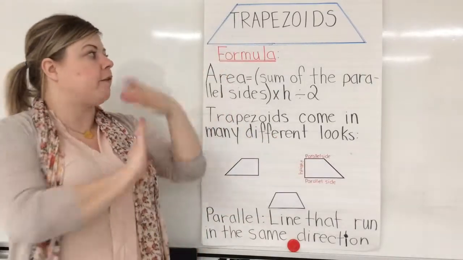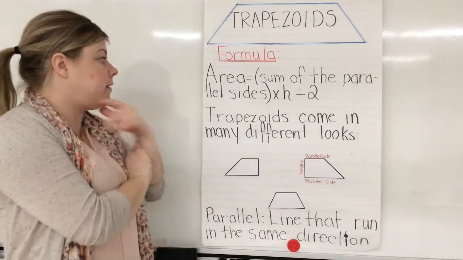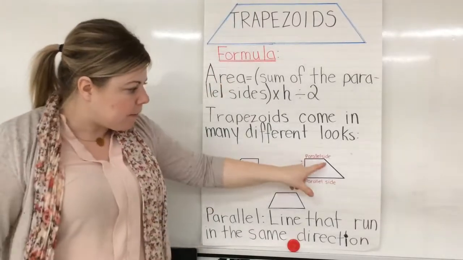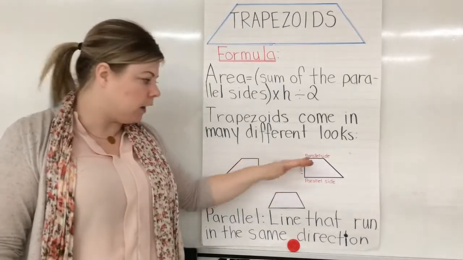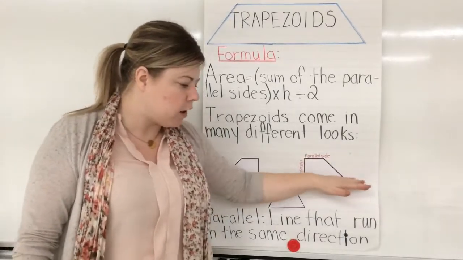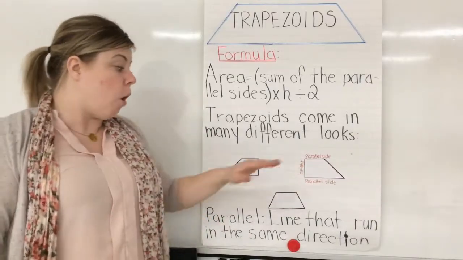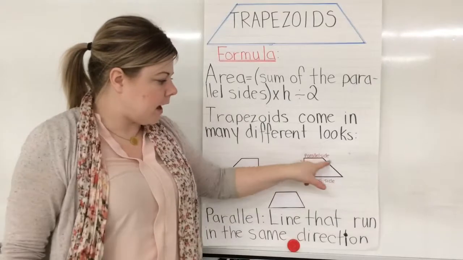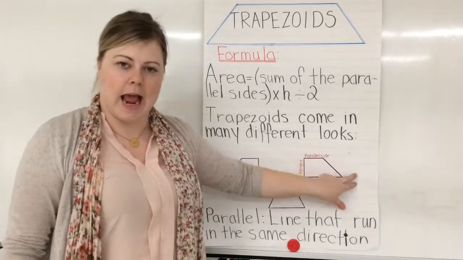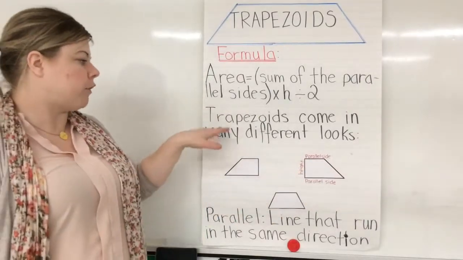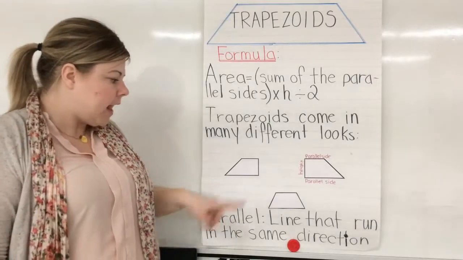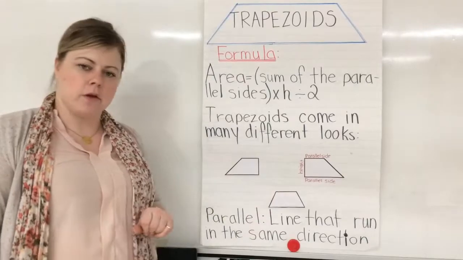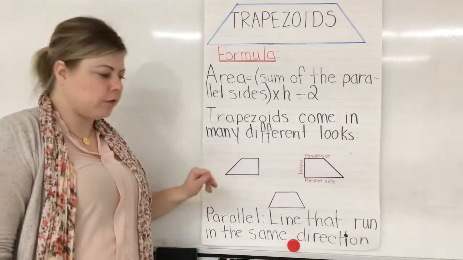So the formula for the calculation of a trapezoid is area equals the sum of the parallel sides, and the parallel sides are the sides that run alongside each other going horizontally. Or if the shape is tilted this way, they're going vertically. But it's the sides that are sort of going towards the angles. So a trapezoid comes in many different looks. It can either have a point on either end, or it can lean to the left, or it can lean to the right.